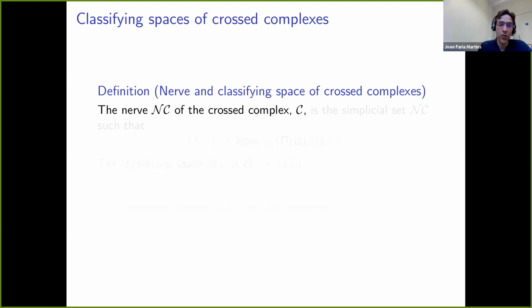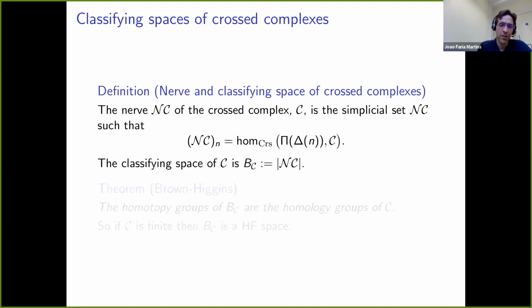So if you have a crossed complex, you can consider the nerve. It's going to be very fast, but let's say it's a simplicial set whose n-simplices consist of crossed complex maps from the fundamental crossed complex of the n-simplex Δ^n to C. And the classifying space is simply given by the geometric realization of the nerve. And if you grab a group, you get the exact classifying space of the group. If you grab a crossed module, you get exactly the usual classifying space of a crossed module.